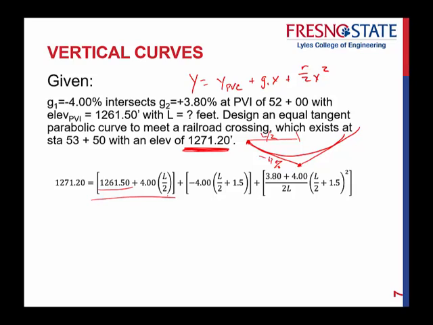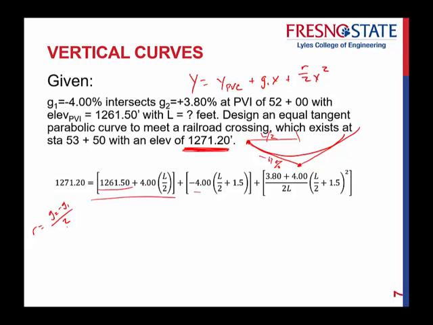Okay, G1 times x. G1 we know. And what did we say x was? x was L over 2 plus 1.5, what I showed you on the previous slide. Then we need what R is. That's the one last little thing. So to figure out R over 2 times x squared, what was R? R is equal to G2 minus G1 divided by 2. Okay, so now if we know what G2 is, we know what G1 is, we can plug those in.